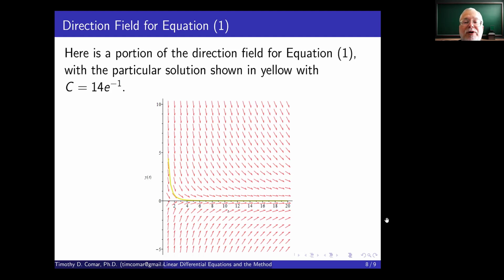So here is a portion of the direction field for this differential equation, equation 1, with the particular solution shown in yellow, with that constant of integration equal to 14 times e to the negative 1. This also corresponded to an initial condition where y of 1 was 12 times e to the negative 1. See that roughly right here.